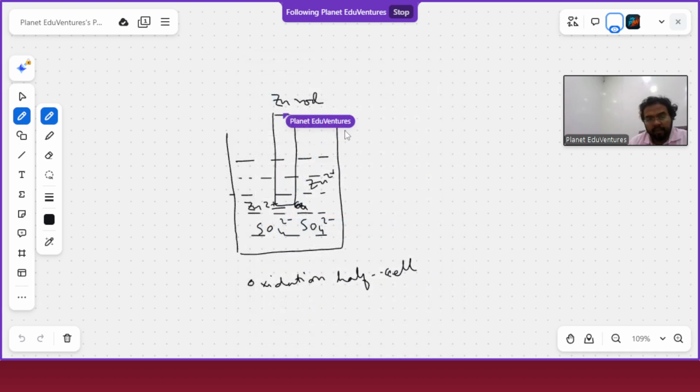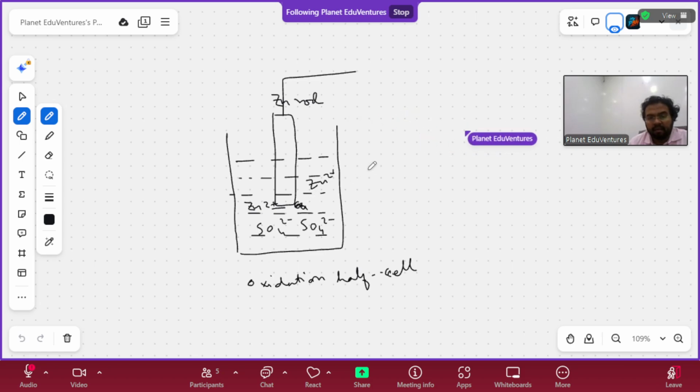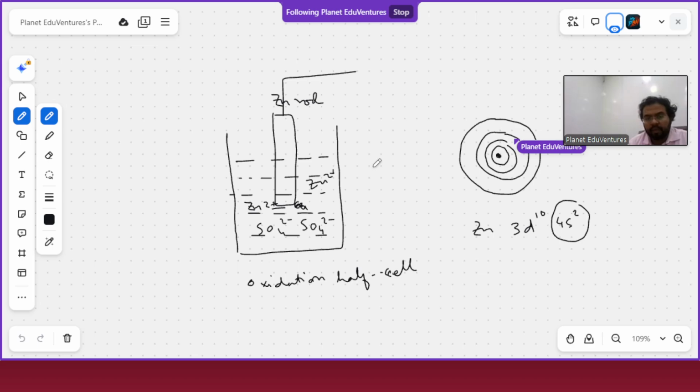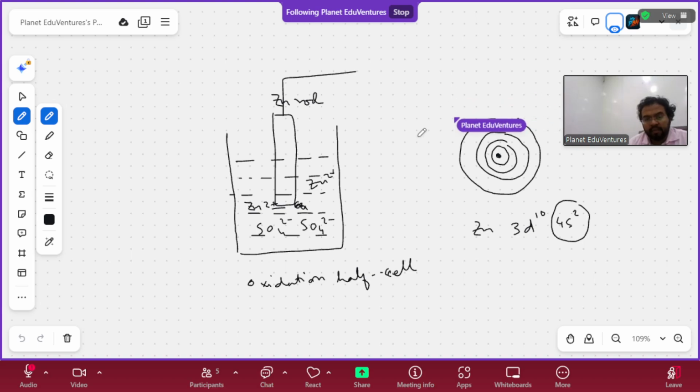Now what is happening very interestingly is that zinc, everyone knows what is a zinc atom. If you see a zinc atom in atomic structure, the outermost configuration of zinc is 3d10 4s2. So how many free electrons does it have? It has two free electrons. There is a nucleus of zinc and it has many orbits, one, two, three, four. And there are two electrons in the outermost orbit. Now just imagine that this is a zinc rod.